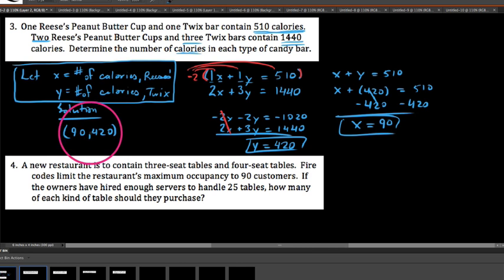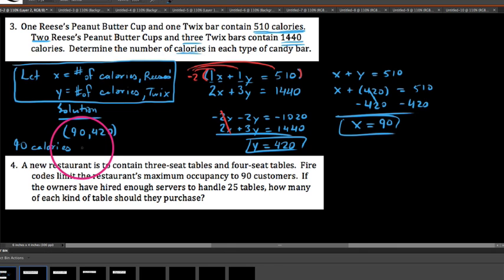With respect to application problems, this is probably the most important part, but what we wanted to do is determine what these basically come out to mean. In terms of this problem, we said the calories added up to 510 if we had 1 of each. If we double our 90 and triple our 420 and add those together, we get 1,440. So what we've just discovered is that there are 90 calories per x.